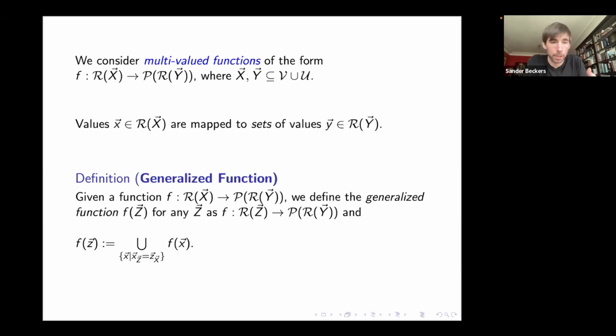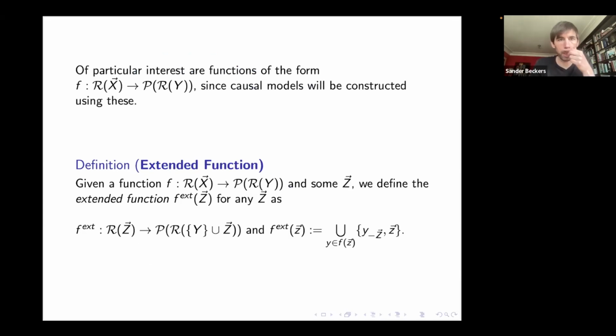And which x's am I going to consider? Well, all those x's such that if I were to only look at the components in x which are also variables in z, then they agree with those components in z that I've given. So this sounds very abstract. I'll give you an example in a second.